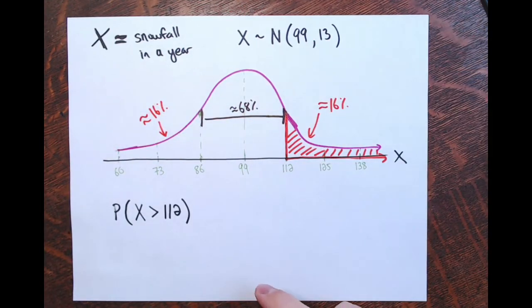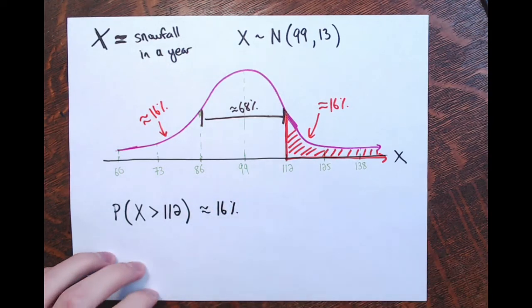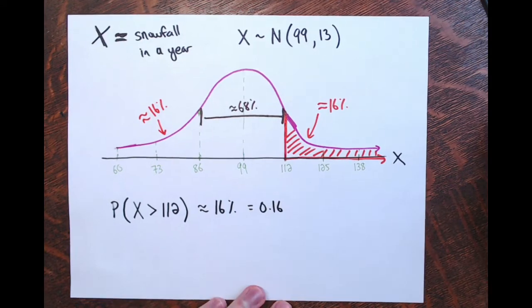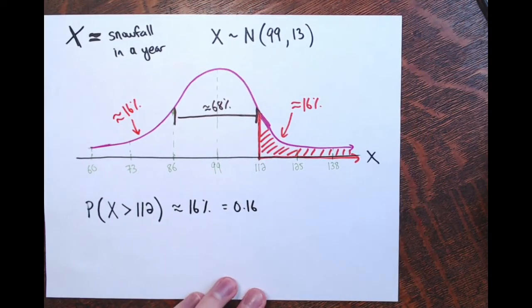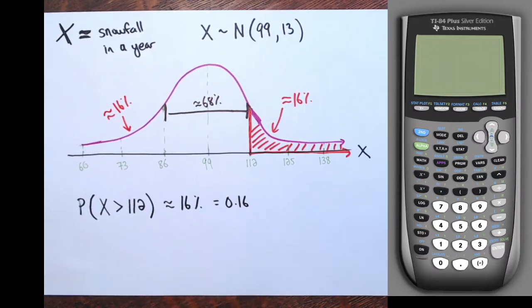Now, I could have also used a calculator. So this probability is approximately 16%, right? Or 0.16. Let me pull the calculator up and show you also another way you could have figured this out.